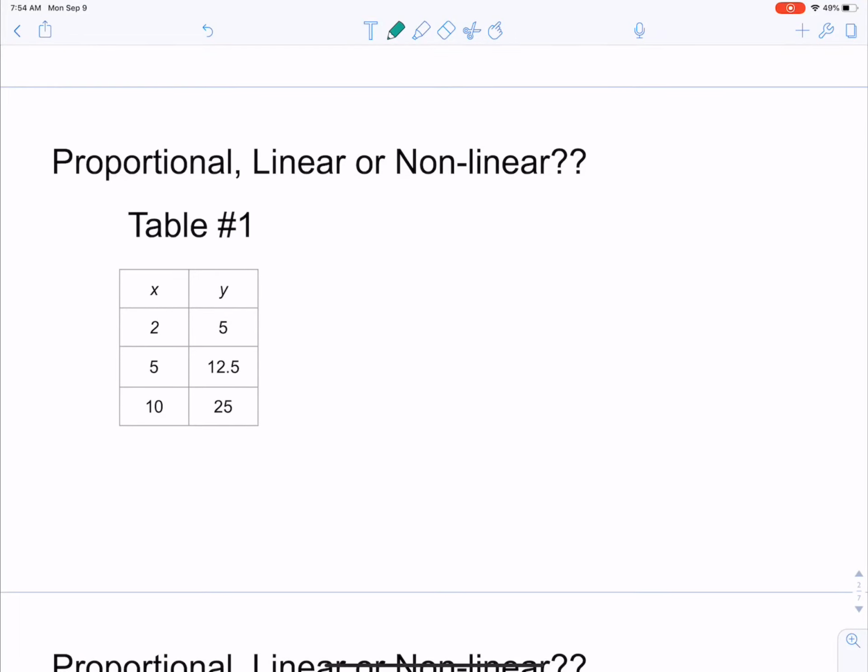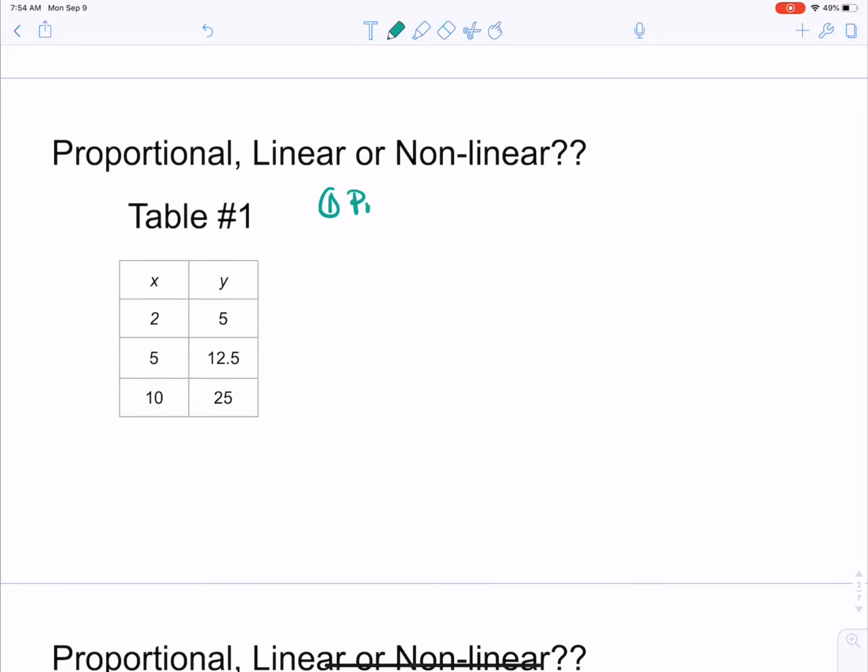One of the things that we did in class was look at tables to decide if they were proportional, linear, or nonlinear. And one of the things that we can quickly do is decide, is it proportional or not? And so using our knowledge from grade 7, we know that if it's proportional, if we take our y values and divide them by x, they would all have to come out to be equal to the same number, which is our k, our constant of proportionality.